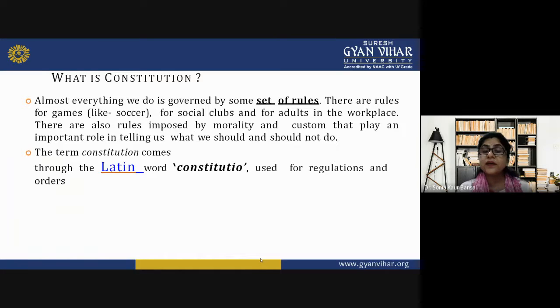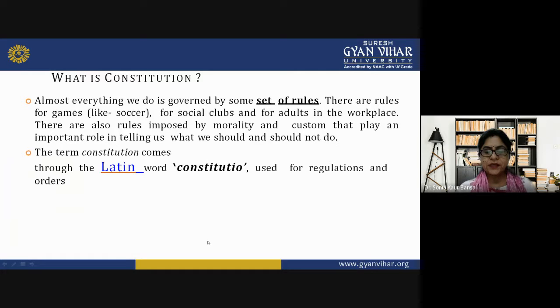Being an Indian, we must know it is actually our moral duty as well. We must be well versed with our Indian Constitution. The term constitution comes from the Latin word constitutio, used for regulations and orders. The rules and regulations which tell us what we should do and what we should not do are actually the main aim, the soul of the Constitution.